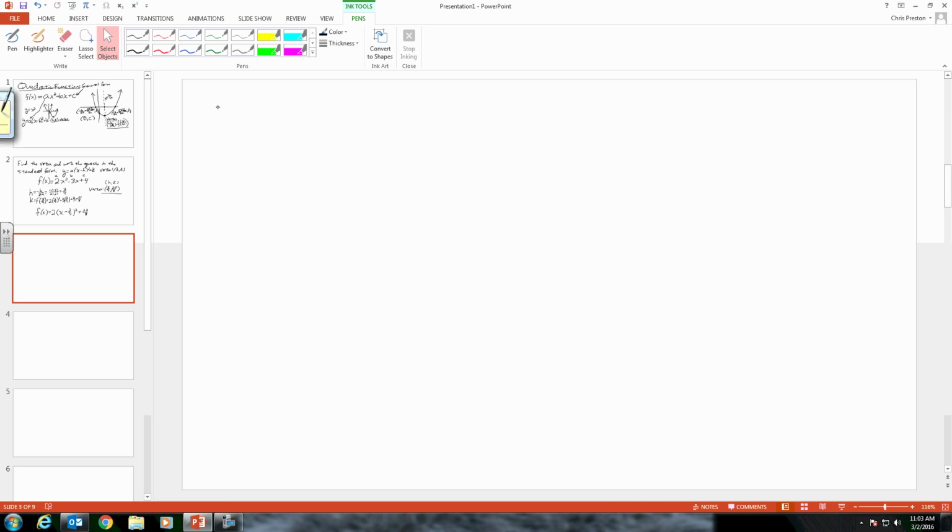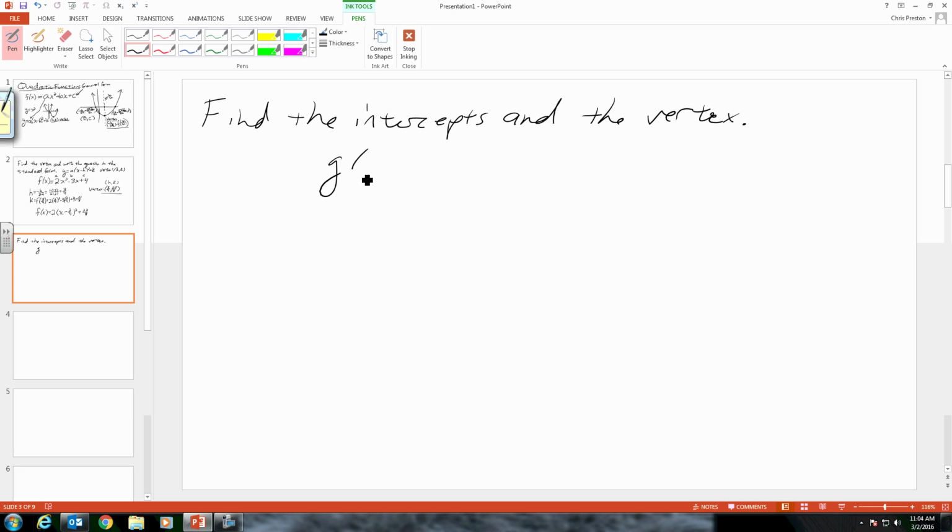Let's say we were asked to find the intercepts and the vertex. Okay, and so we have g of x equals, let's make it a little interesting, 2 times (x minus 1) squared minus 8.